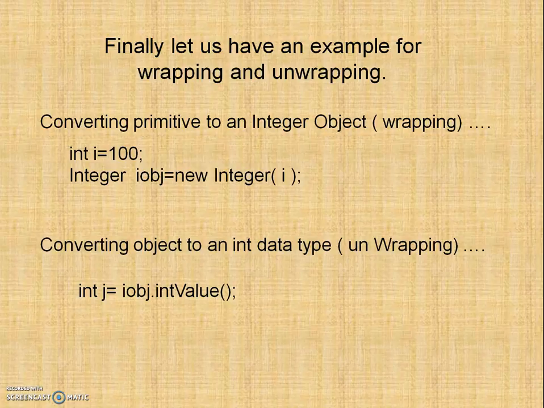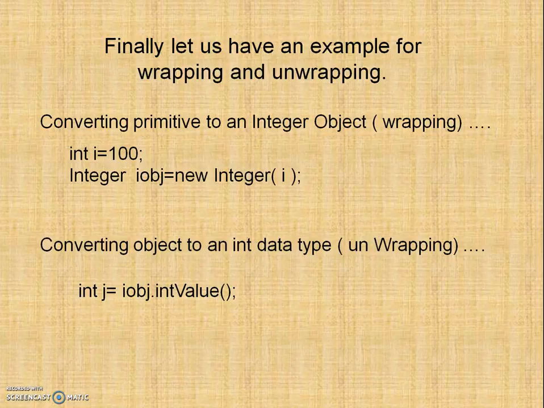Now whenever we require variable i as an object, we can make use of iobj. Similarly, we can unwrap the data, that is, unwrap an object into a primitive type. Here I'm quoting another example: int j equals iobj.intValue(), where iobj is an object of type Integer. Here intValue is a method of the Integer class that returns the int data type. Thank you.